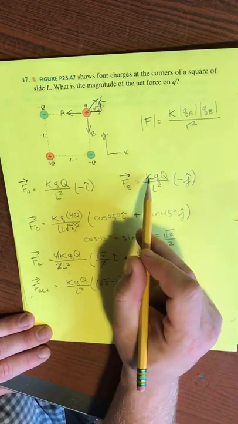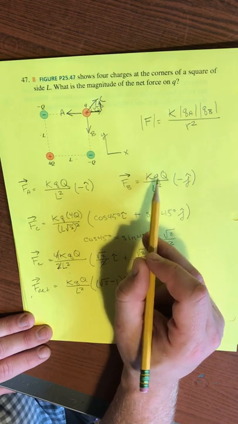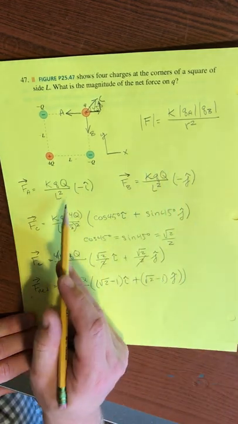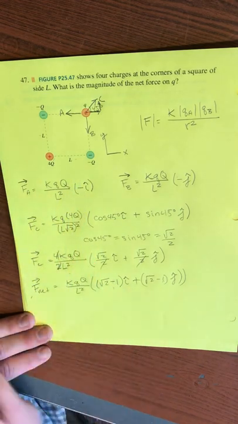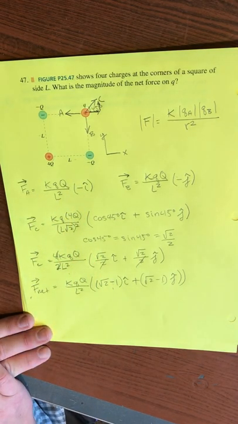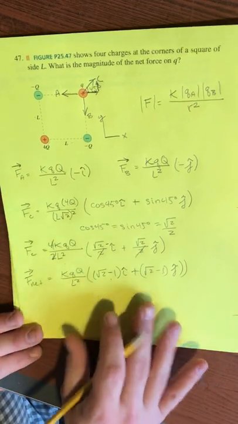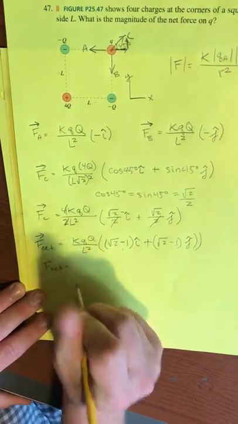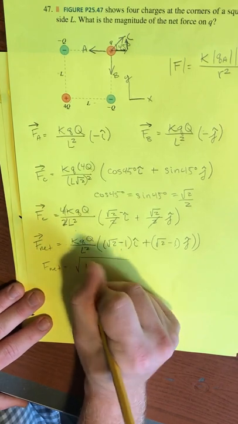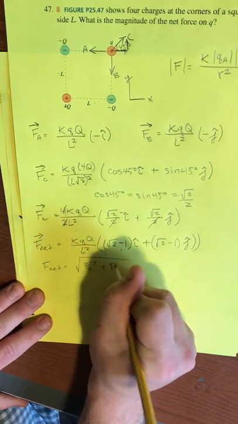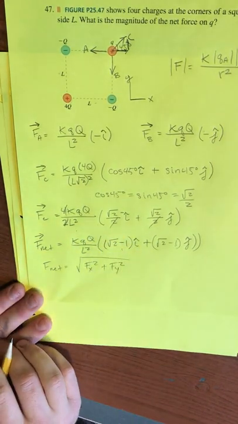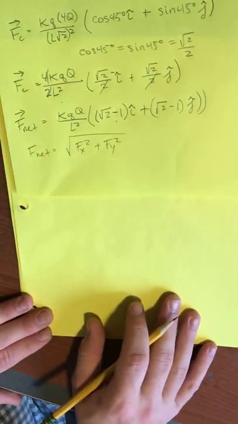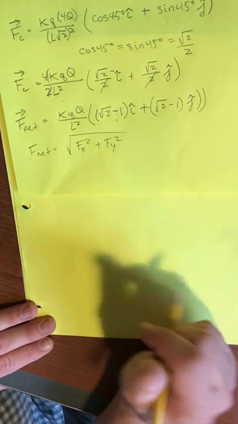In both cases, we have our same leading factor of k little q big Q over L squared. Here we have a minus j hat, which is where this minus 1 comes from here. We have a minus i hat, which is where the minus 1 comes from here. Now it asks for the magnitude of the net force. Recall that the magnitude of a vector is equal to the square root of the x component squared plus the y component squared. So we just need to add these guys up.